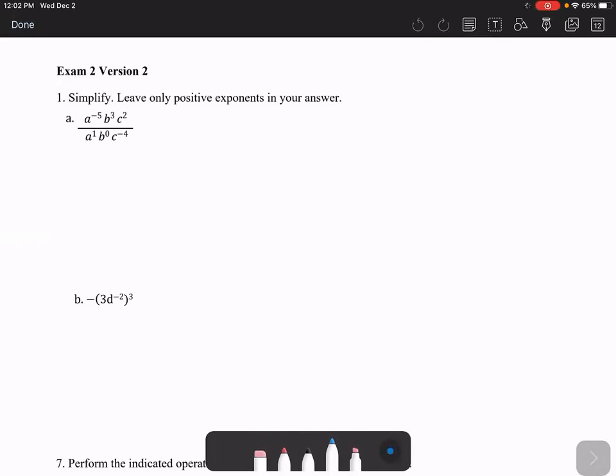Okay, so this question right here. We have powers of A, B, and C in the numerator and the denominator. The first thing that's easiest to do is split it into looking at A, looking at B, and looking at C. Remember, everything here is multiplication and division, and those work together nicely. So we can split this into one fraction, A to the negative 5 over A to the 1. And you don't have to write out A to the 1. You can just leave it as A.